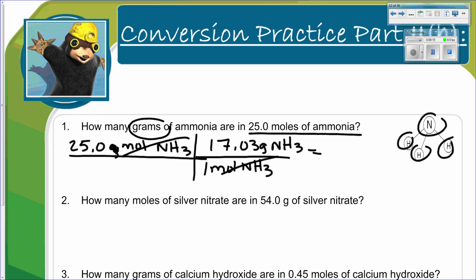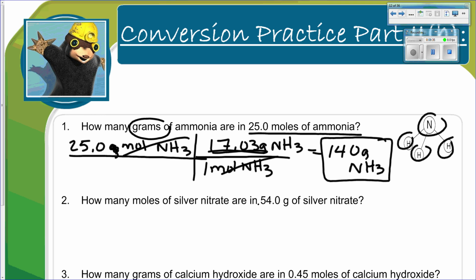Moles cancel out. Multiply across, you get 140.45. You have to round to 3 significant figures. So it's 140 grams of ammonia. And that's a little bit trickier because you have to take a second in the middle and calculate this molar mass. But it's not any harder, it's just a little bit more work per problem.